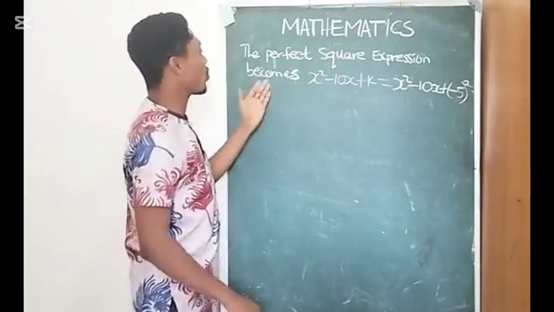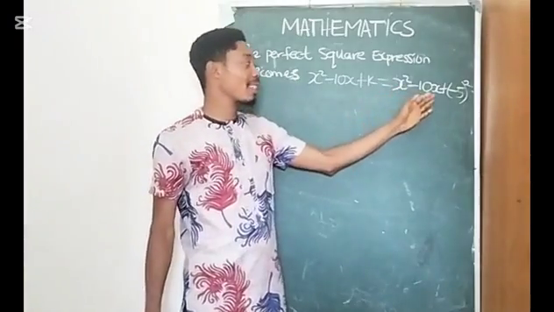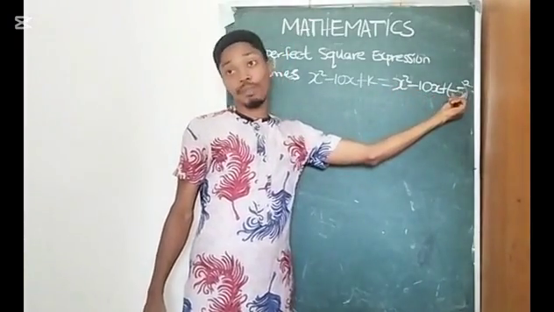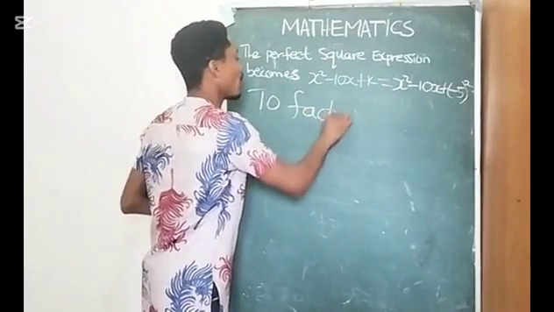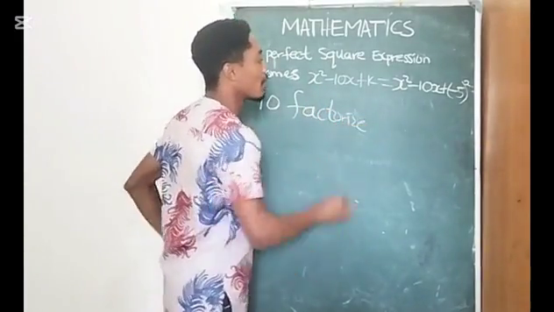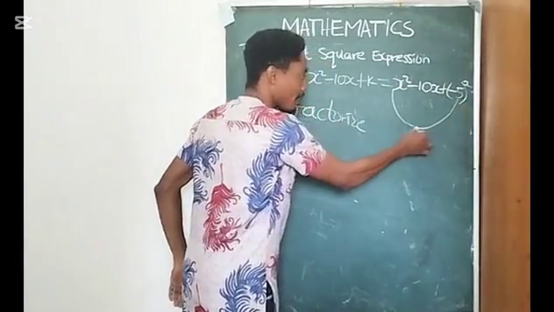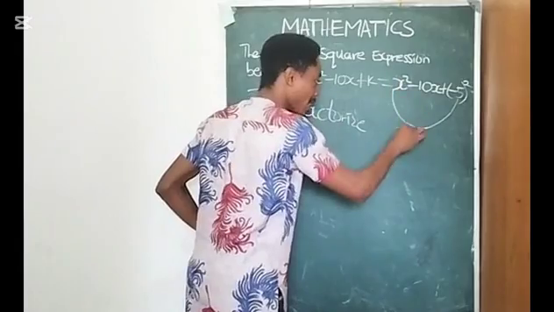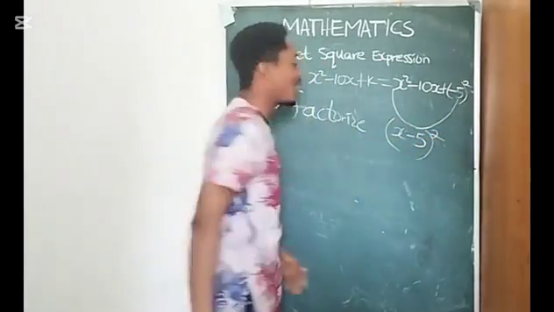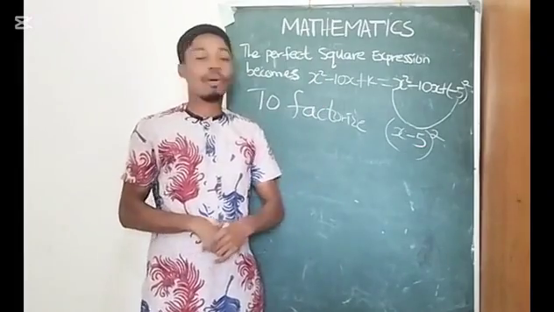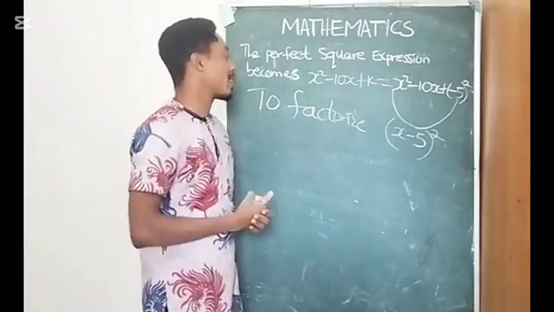the perfect square expression becomes x squared minus 10x plus k, which is equal to x squared minus 10x plus, remember the value of k is minus 5 all square. Now to factorize the perfect square, it's simple. I'm going to pick x, and what's inside that bracket, which is minus 5, and because they were both squared, that is what I'm going to have. So that's x minus 5 all squared. You can agree with me that this is exactly what we had.